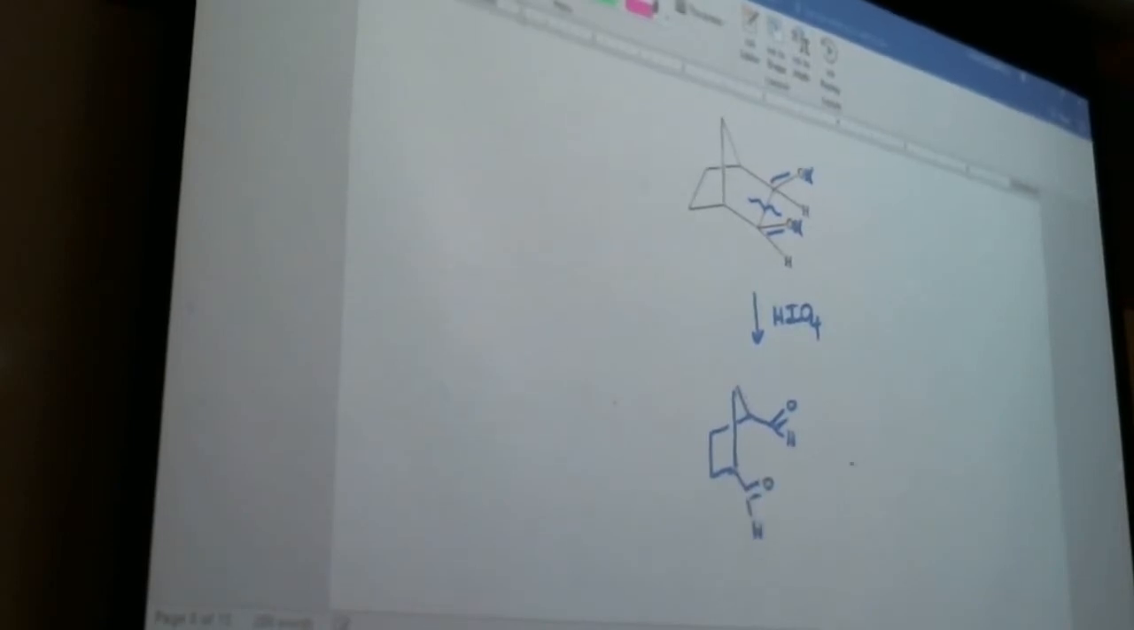Or I could redraw this as a 5-membered ring, which this is, with an aldehyde here and an aldehyde here. That's effectively the product that you form. Don't worry about this too much. And I'm extremely unlikely to show you a periodic acid cleavage, so. Okay?